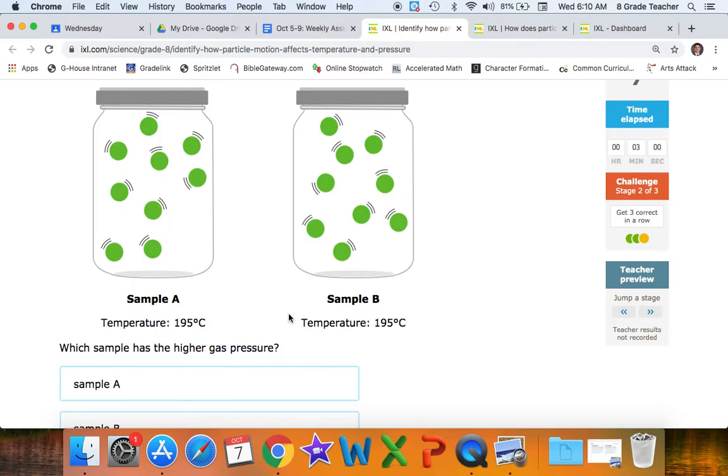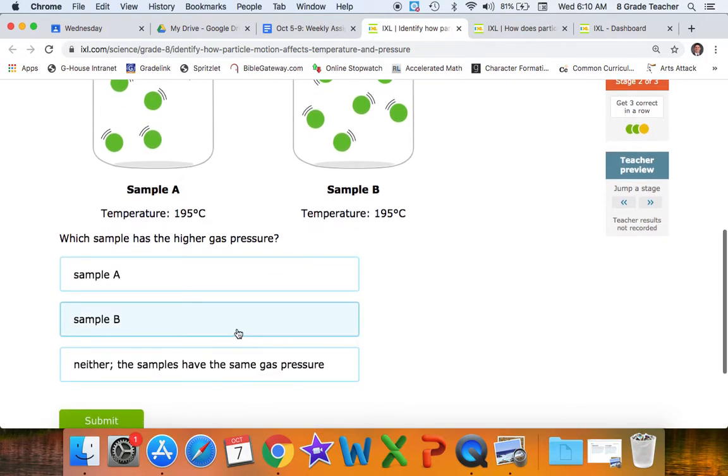Sample A, sample B. I'm looking at the temperatures that are exactly the same. Now I need to count the number of particles. 1 through 9 in each sample. Same temperature, same number of particles, same pressure.